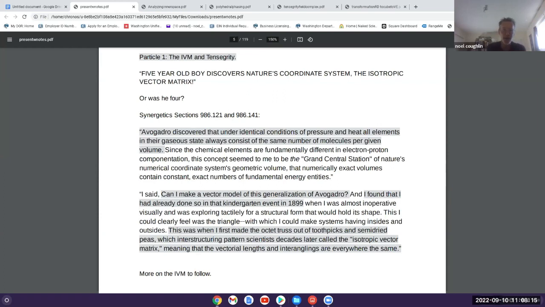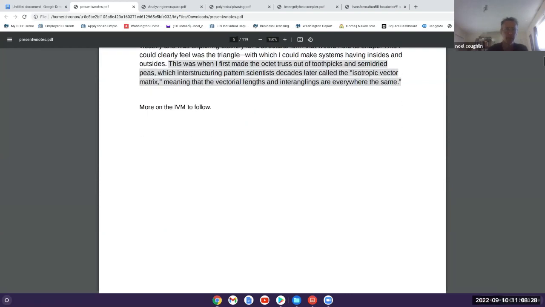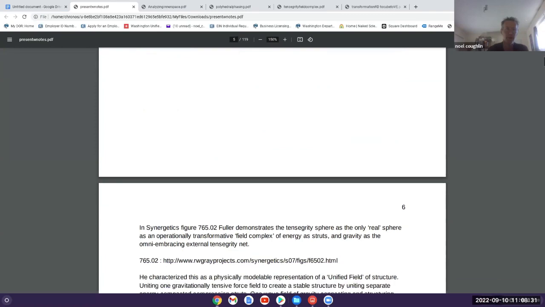This was when I first made the octet truss out of toothpicks and semi-dried peas, which interstructuring pattern scientists decades later called the isotropic vector matrix, meaning that the vectorial lengths and interanglings are everywhere the same. More on the IVM to follow.